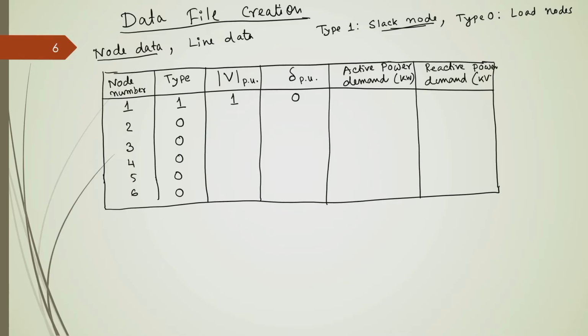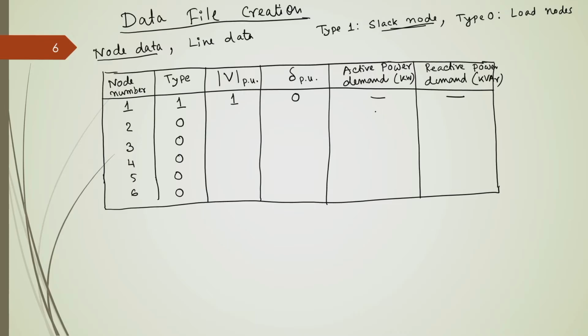It is normally represented as kVAR. Now, for the slack bus, it is not a load bus, so active and reactive power demands are not there. But for all other buses, we know the active and reactive power demands.